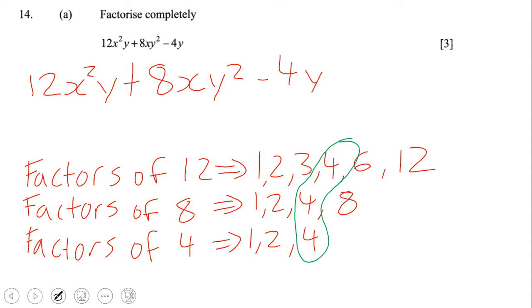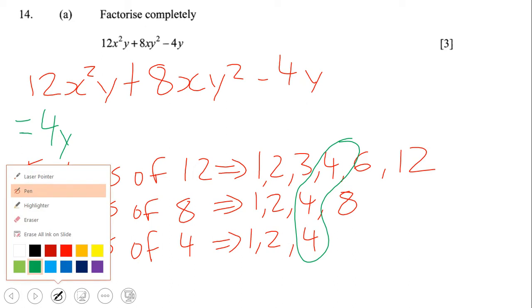So the first thing we need to pull out of this is 4. What else is common between the 3 terms? Y, very good. Y is here, y is here, and y is here, so y is common. Is x common in all 3 terms? No. So the only other thing we can pull out is y.